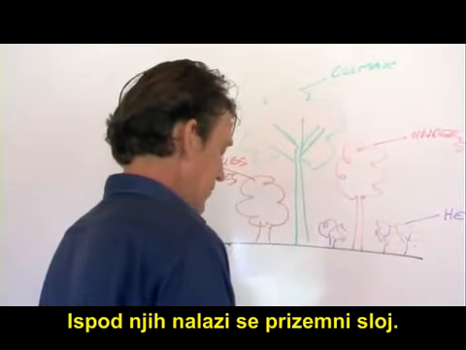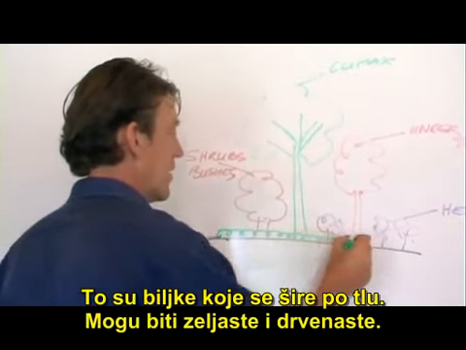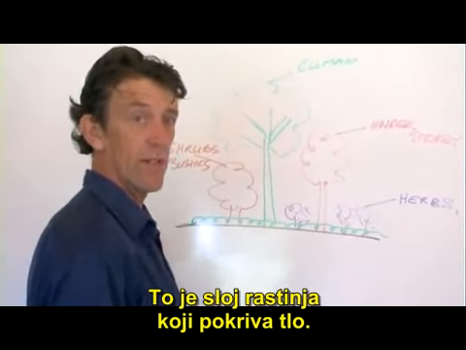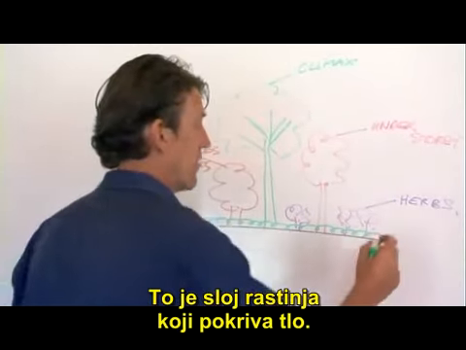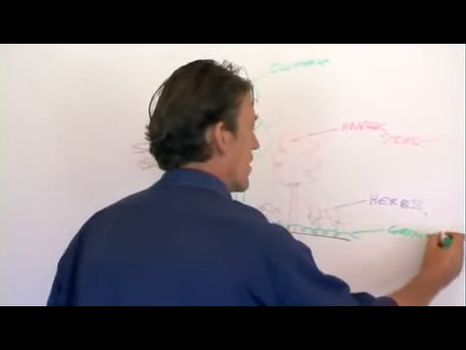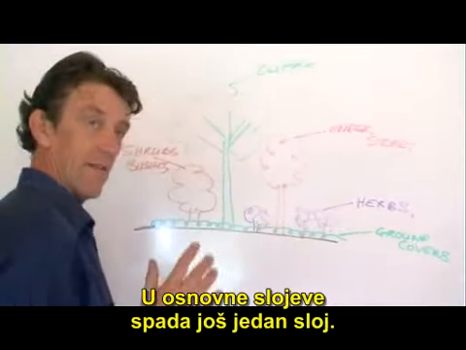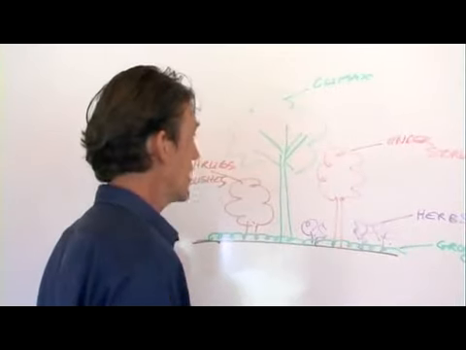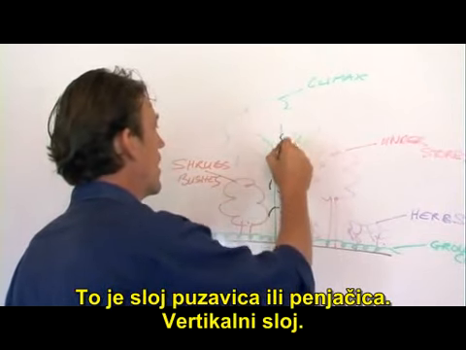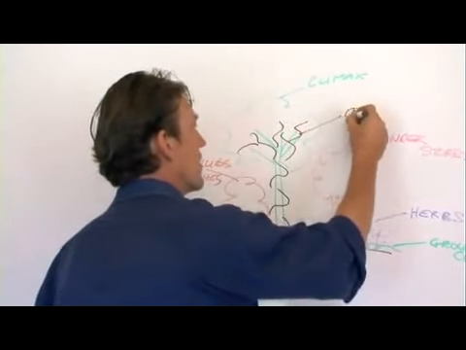Below there again, we can have a ground covering layer. The plants that are prostrate and creep across the ground. They can be woody and non-woody, but they're physically a ground covering function or layer. So you have your ground covers. And in the basic layers, the main layers, there's one more layer here, and that's the climbing layer, the vertical layer. The climbers.